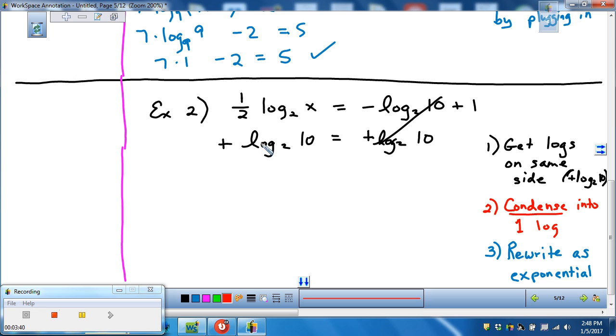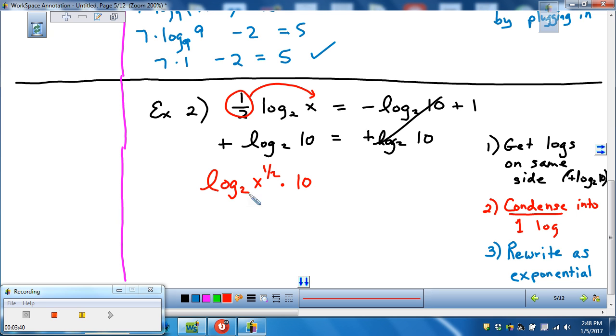Now, because I'm adding my logs together, that means I'm using the product property. So first off, let's move this 1/2, because it's being multiplied. That's going to become my exponent. So I've got log base 2 of x to the 1/2 now, and plus log base 2 of 10 is going to mean that I'm multiplying by 10.